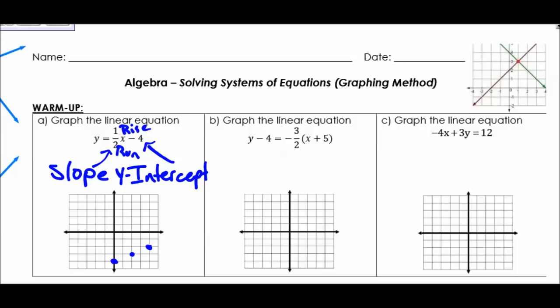Now I'm just going to connect those dots using my arrow there. It goes on in both directions forever. That's why I have arrows at the end of each set.